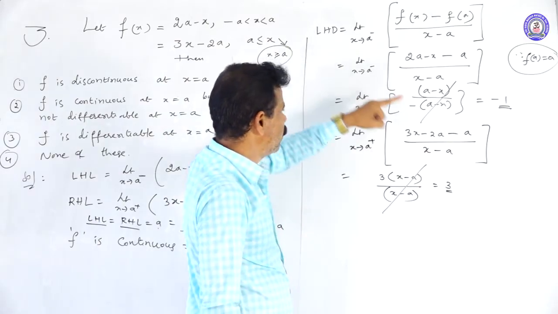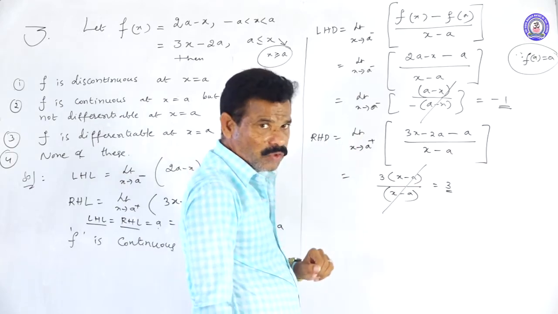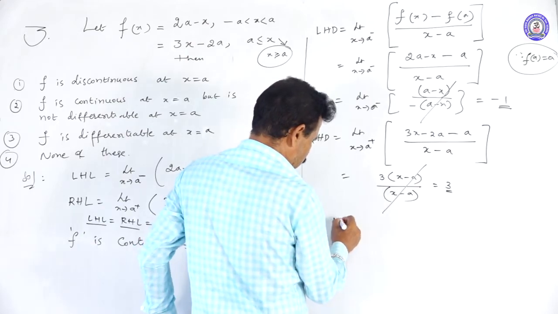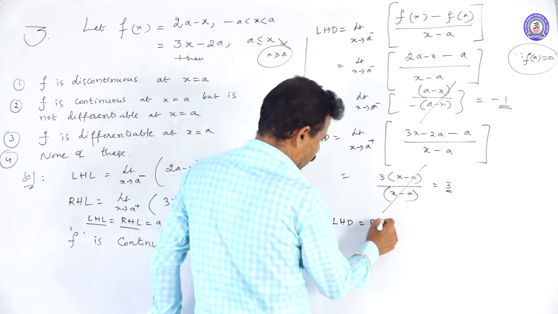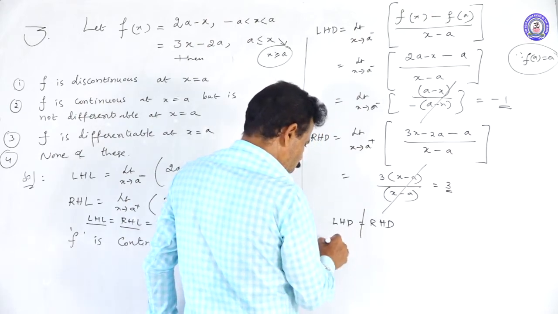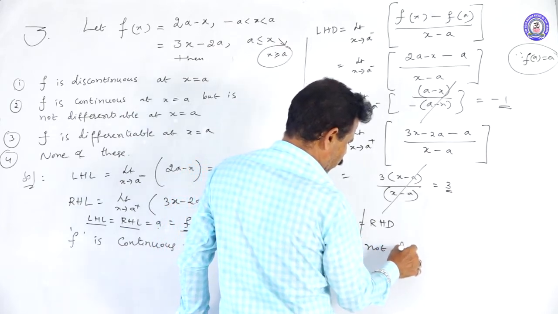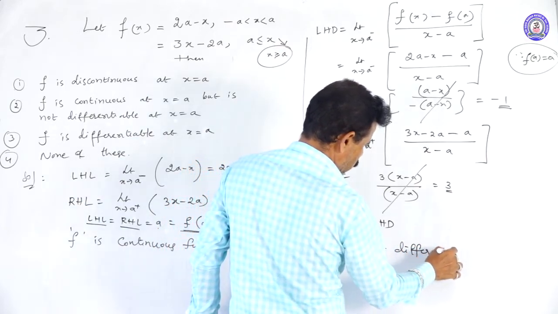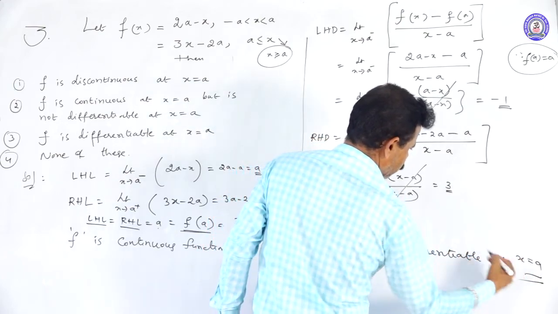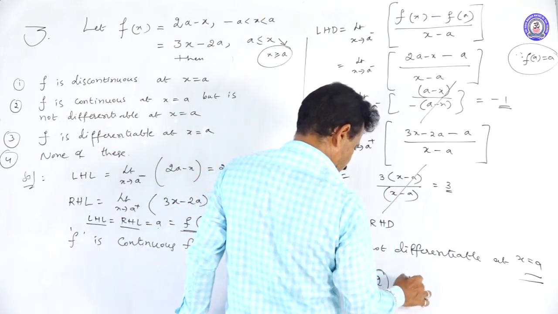Left hand derivative is equal to minus 1, right hand derivative is equal to 3. So both are not equal. That's why it is not differentiable at x is equal to a. Left hand derivative and right hand derivative are not equal, so f is not differentiable at x is equal to a. So which option? The second option is the right answer.